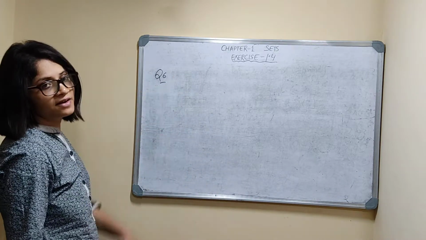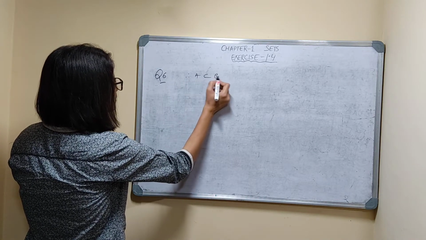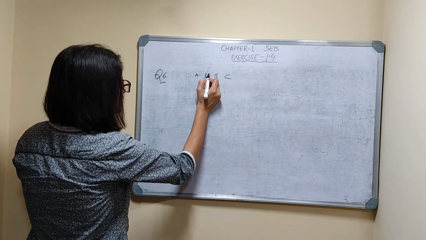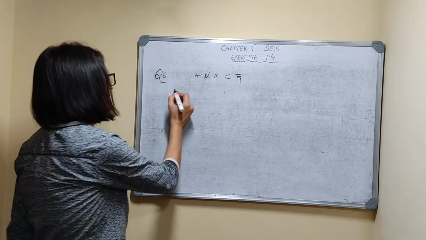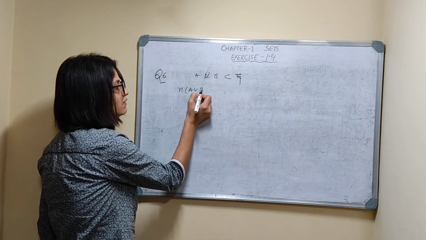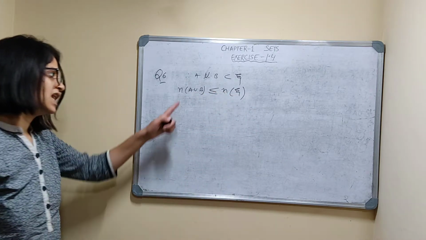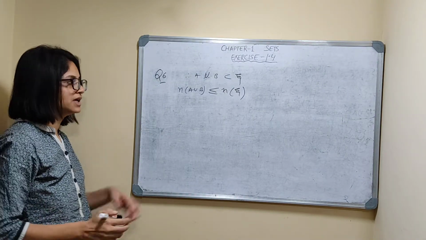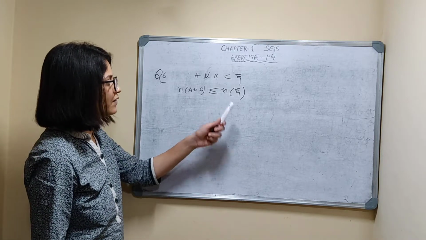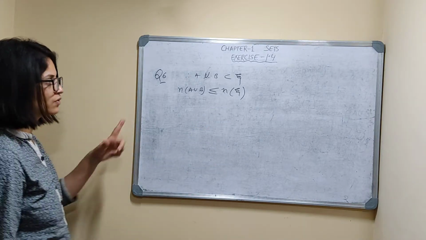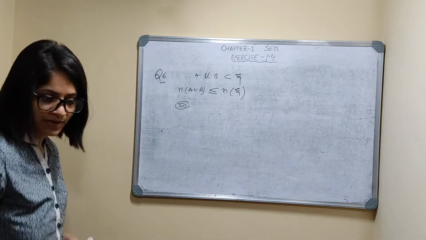You know every set is a subset of the universal set, so A union B is a subset of the universal set. That's why the number of elements in A union B will always be less than or equal to n(ε). It can't be more than the universal set. The number of elements in the universal set is equal to 50, so the greatest value of n(A ∪ B) will be 50.